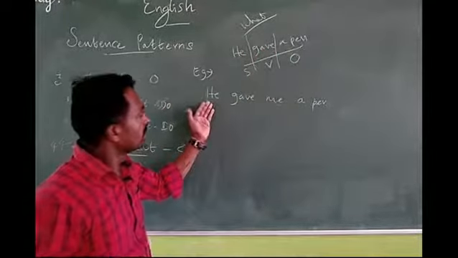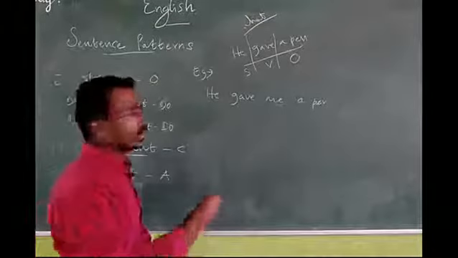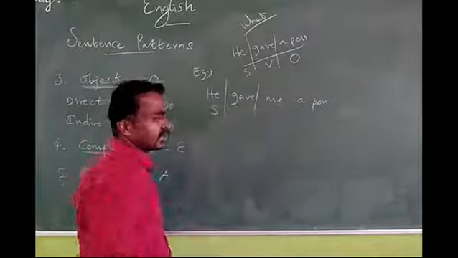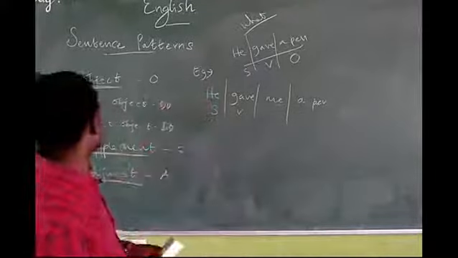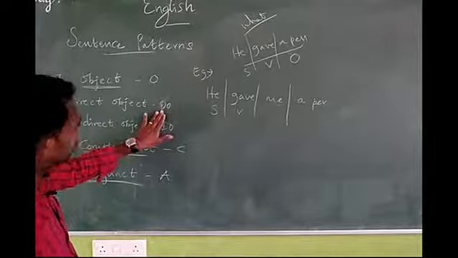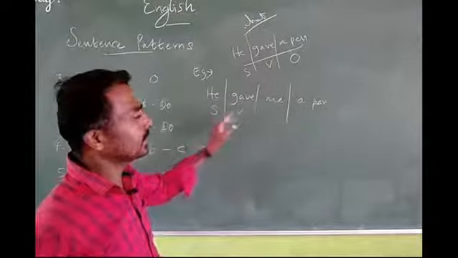Then here, he gave me a pen. How can we identify it? Here, the pronoun he is the subject, and gave is the verb. Me and a pen are given here. Here we can easily identify IO and DO. DO answers the question, what did he give?